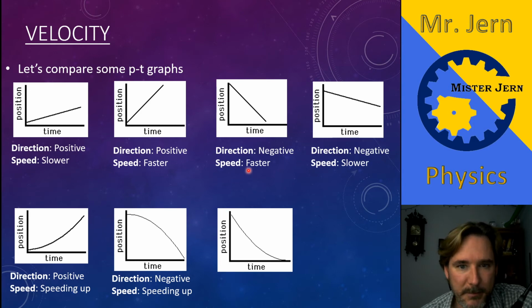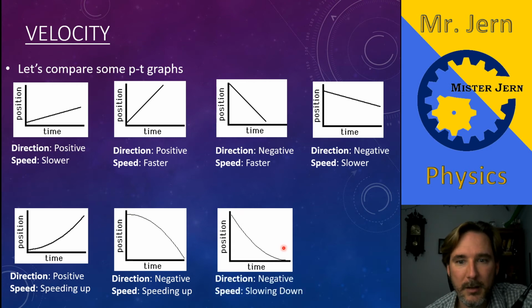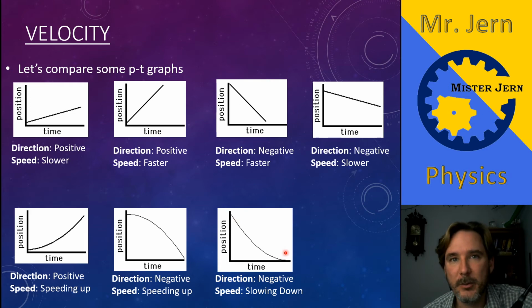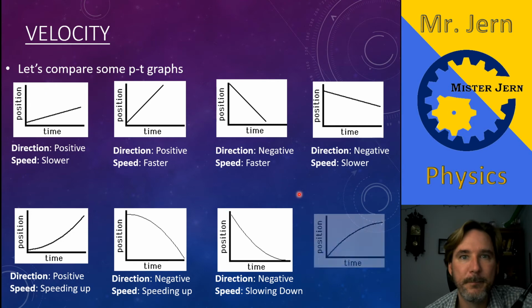So hopefully you got the direction is negative, again, because it's sloping downward. And what's going on with its speed? Well, it starts with a steep slope and it ends with a shallow slope. So it's starting out fast and ending out slow. And so it's slowing down, moving in the negative direction.